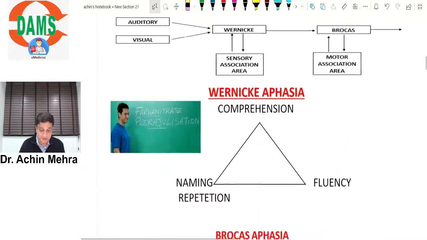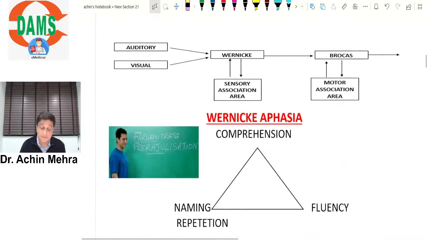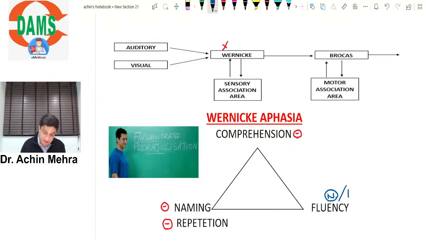Chalo, let's start with the first aphasia, Wernicke's aphasia. If you have damage in the Wernicke's area, one thing is very clear: your comprehension is lost, your naming is lost, and your repetition is perfectly alright. But as far as Wernicke's area is concerned, it never went for fluency. So your fluency can be normal and might be increased also.